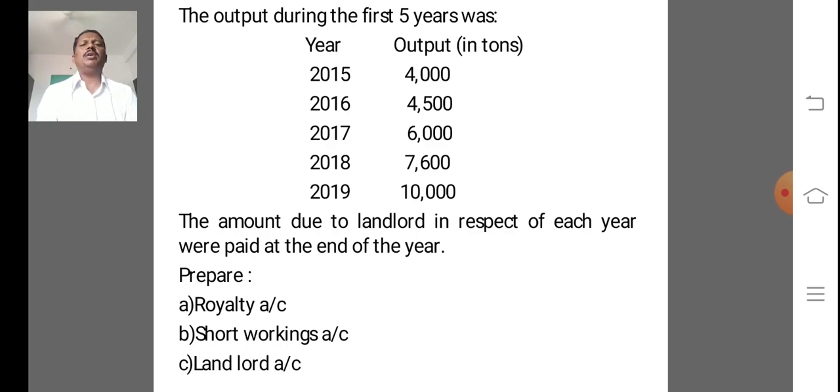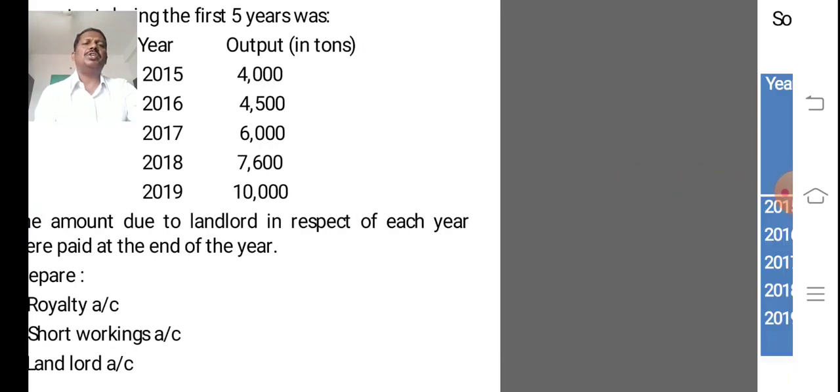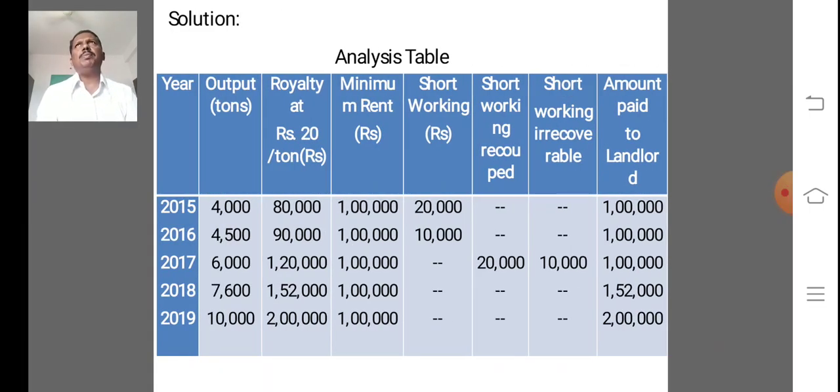First one is royalty account, second one is short workings account, and third one is landlord account. So this information we are using to prepare the ledger accounts in the books of lessee without minimum rent account. Before we prepare ledger accounts in the books of lessee, first we prepare one analysis table. That table contains 8 headings or 8 columns.